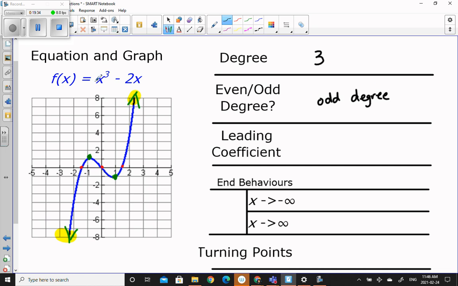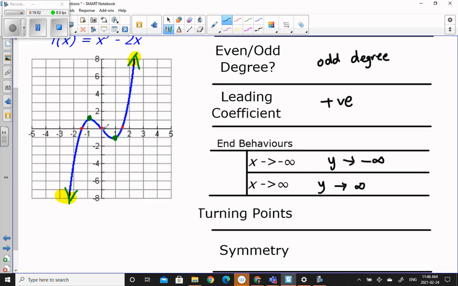The leading term here is x cubed. Its leading coefficient is positive. And the end behaviors are, when x approaches infinity, y also approaches infinity. When x approaches minus infinity, y approaches minus infinity. And it has 2 turning points, n minus 1, so 2 turning points.